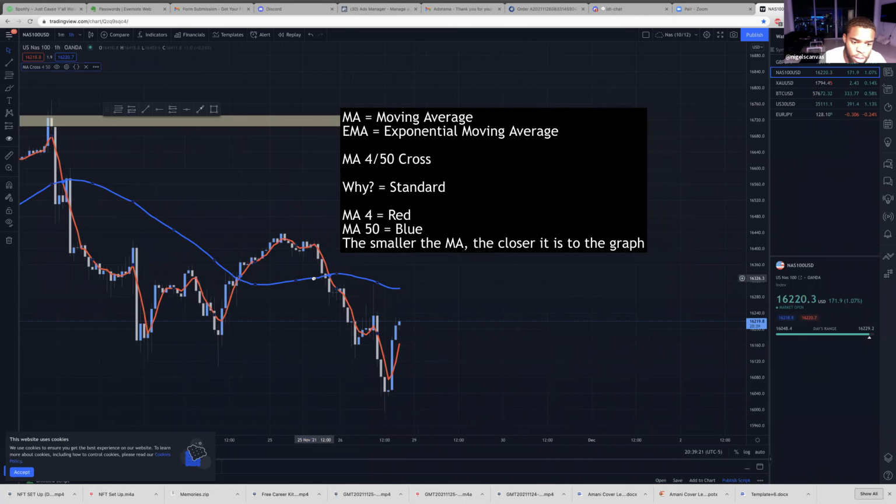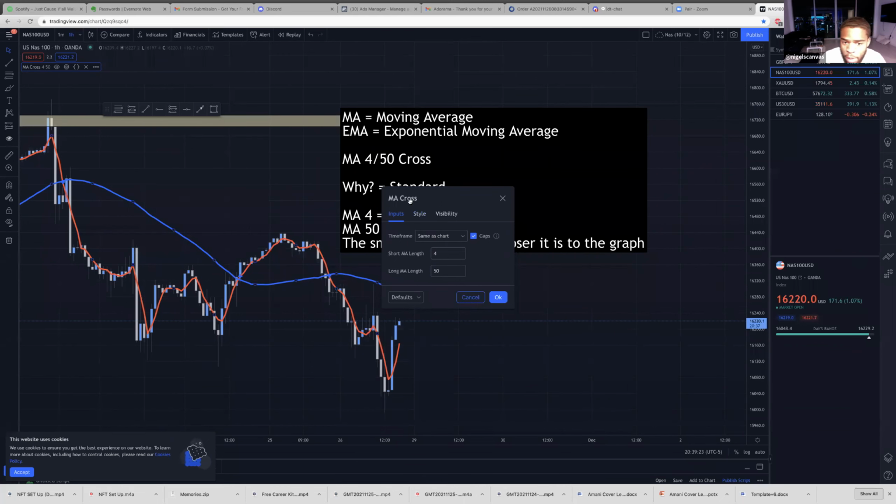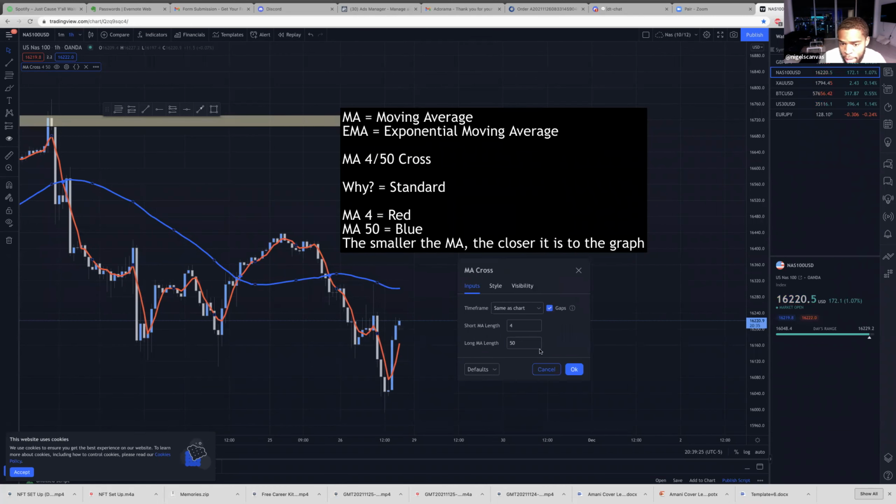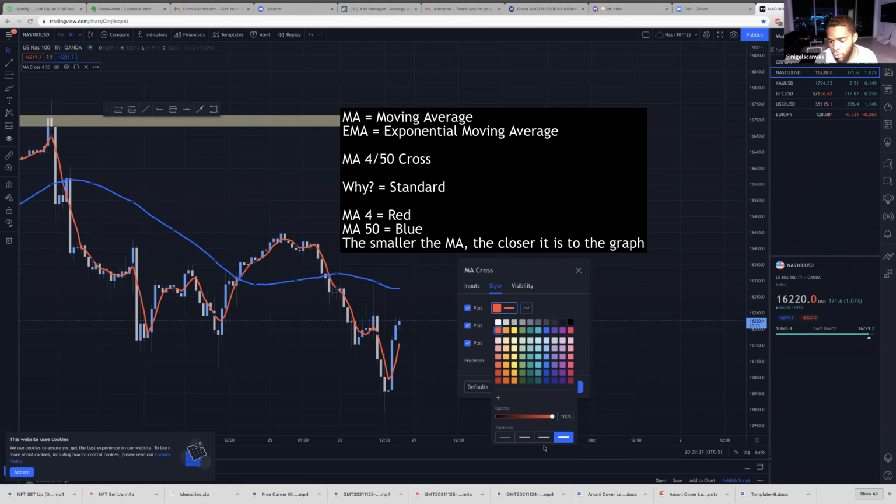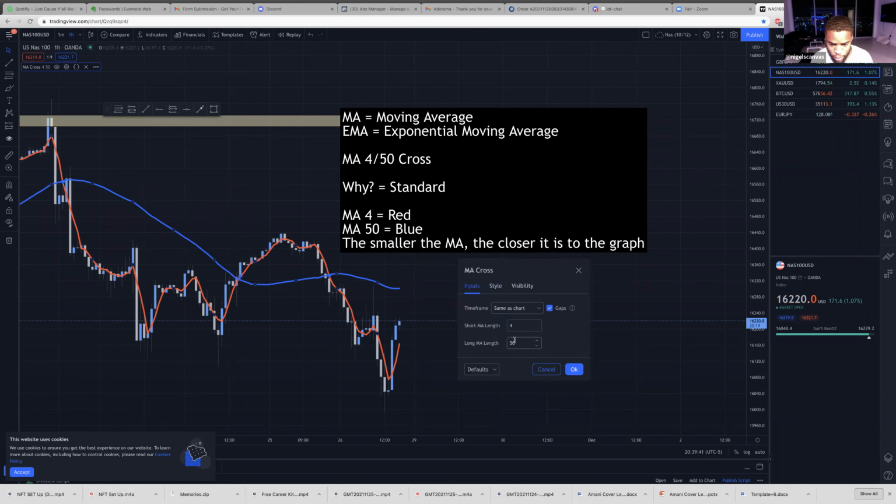So the settings on this moving average family is going to be an MA cross, and it's going to be 4 and 50. Short for 4, 50 for long. The style is going to be red and blue, and you always want to increase the thickness to make sure that they're visible. 4, 50, red, blue.